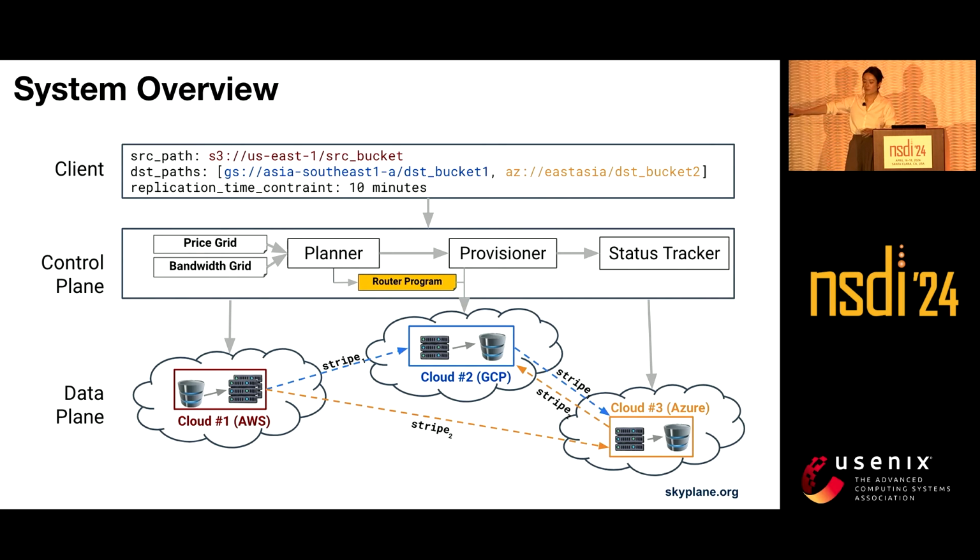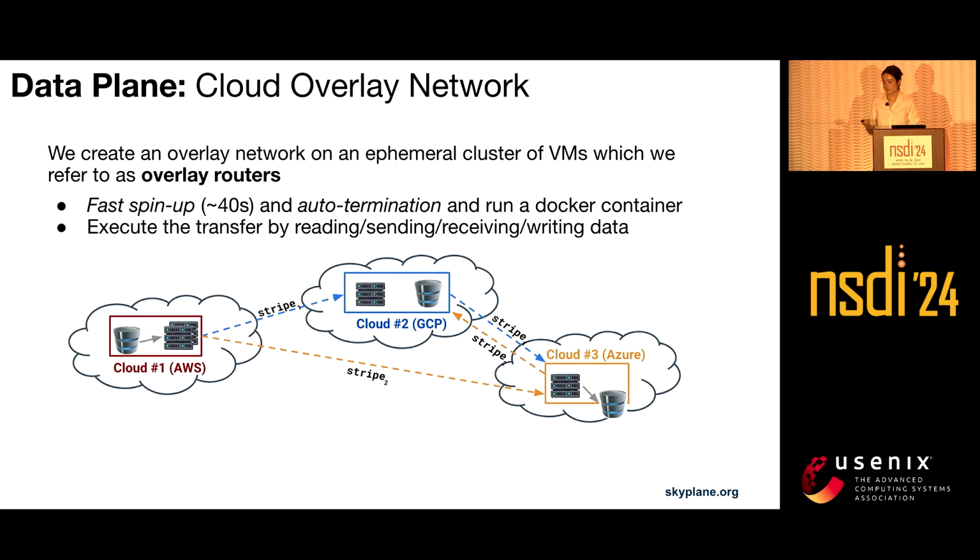This final part on the bottom is what we refer to as the data plane or the overlay network. It's a cluster of cloud VMs that's reading from object stores, sending data between VMs, and writing to object stores. This cloud overlay network is created by creating an ephemeral cluster of VMs, which we refer to as overlay routers. These spin up pretty quickly in about 40 seconds and also auto-terminate, and run a Docker container that can read and write from object stores and contains all the code that we need to run Cloudcast. These overlay routers are responsible for executing the transfer by reading, sending, and receiving data.